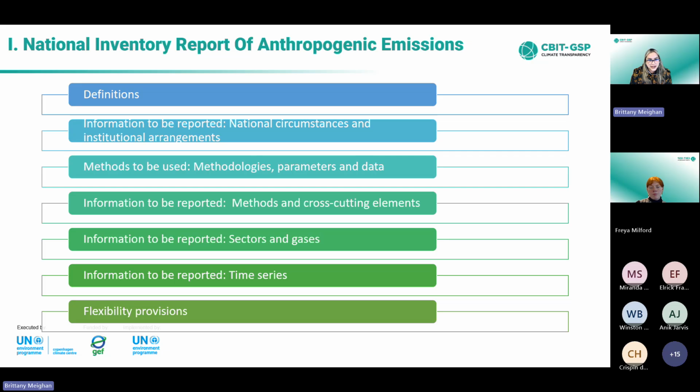And then sectors and gases, so information by sector and emissions by gases, and then information on the time series. So apart from discussing individually by sector, also having a chapter specifically on the time series to indicate the national trends of emissions over time. And then if you use any of the flexibility provisions in this chapter, then a section on the flexibility provisions that you use.